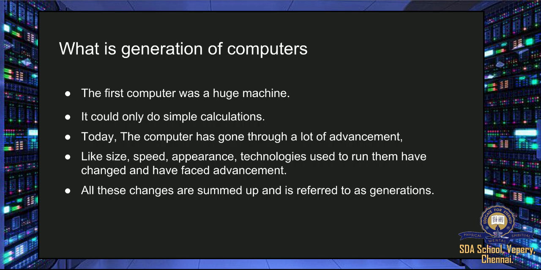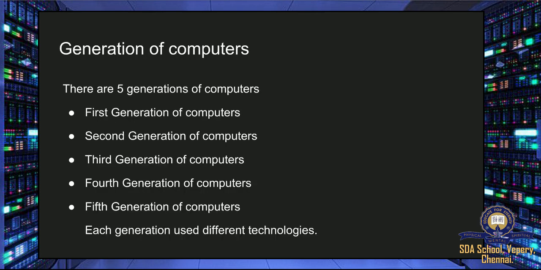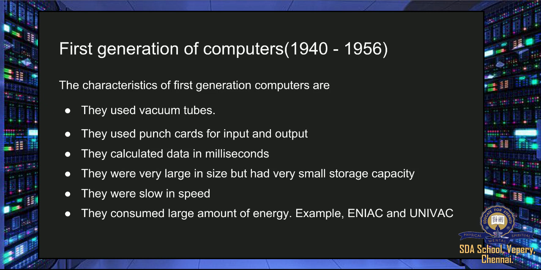Each generation has different technologies and different devices used for working of the system. There are 5 generations of computers: first, second, third, fourth, and the 5th generation of computers. As I said before, each generation used different technologies and devices. In today's class, we will see the first generation and the second generation of computers. The first generation of computers was in between 1940 to 1956. The dates are very important, please take a note of this.